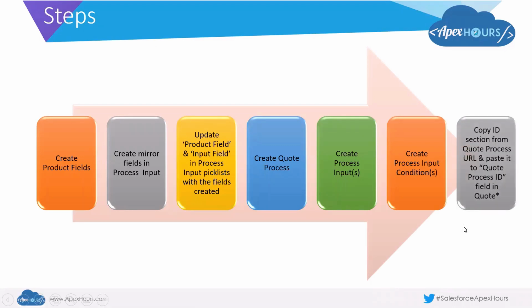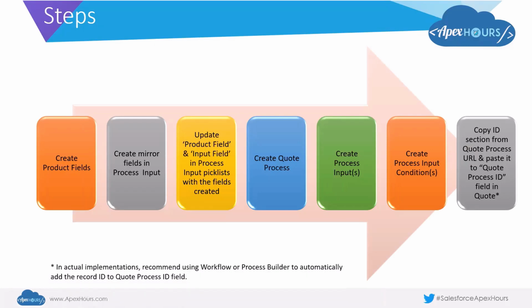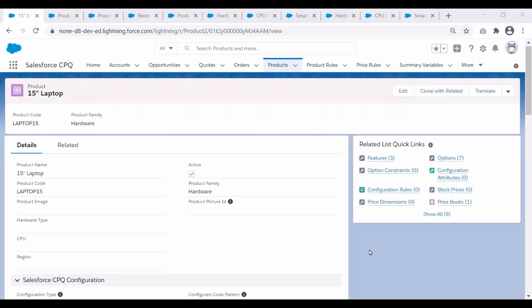The final step is to copy the ID section from the code process URL and paste it to the code process ID field in the code. Please note that in actual implementations, we recommend using Workflow or Process Builder to automatically add the record ID to the code process ID field. Now, let us see how we create these steps needed for the guided selling process.